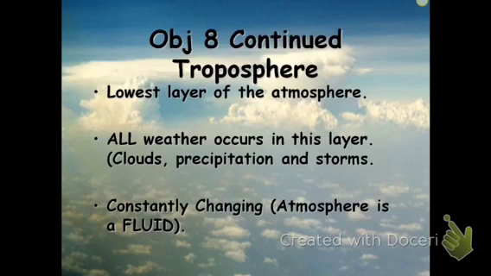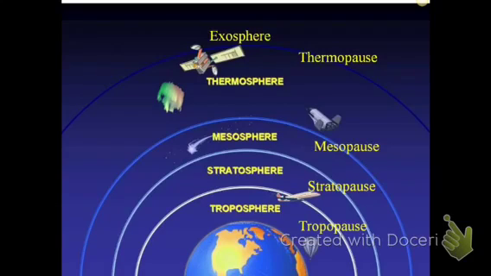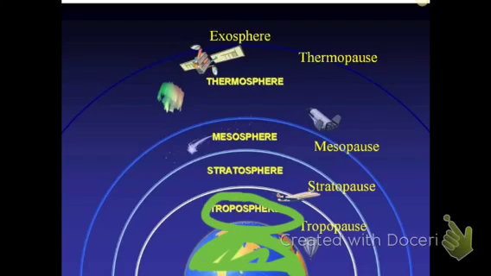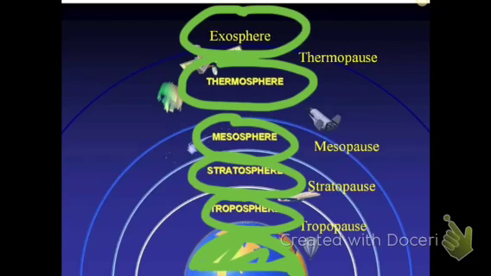To remember the layers of the atmosphere, I have another acronym for you. It's The Sandman Took Elmo. Starting at the Earth, if we say The Sandman Took Elmo, The stands for troposphere, Sand for stratosphere, Man for mesosphere, Took for thermosphere, and Elmo for exosphere. So if you remember The Sandman Took Elmo, we're starting from the Earth going outwards. It will help you to remember the layers of the atmosphere.